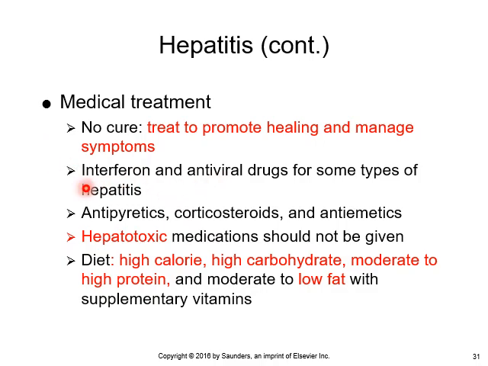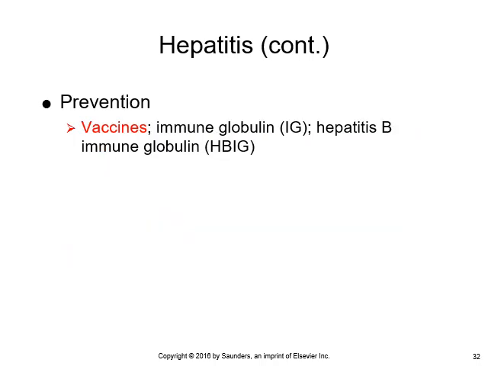Antiviral drugs can be used for some types of hepatitis. Antipyretics for fever, corticosteroids for the inflammation, and antiemetics if there are signs and symptoms like nausea and vomiting. Those medications that are toxic to the liver should not be given. Hepatotoxic medications should not be given. And then the diet will be high calorie, high carbohydrate, moderate to high protein, and moderate to low fat with supplementary vitamins. To prevent, again, hepatitis B vaccines are available.